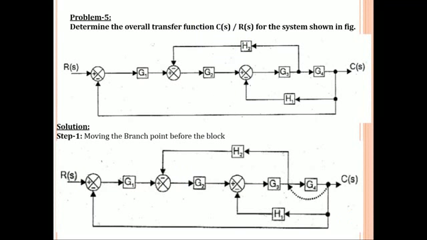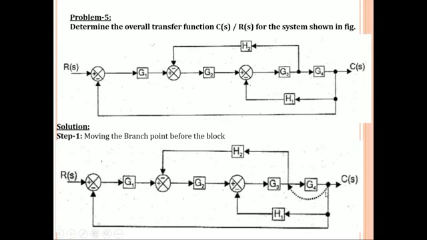Now moving to the fifth problem. The fifth problem is: determine the overall transfer function C of S divided by R of S of the system shown in the figure, right? Here also this is the block diagram. We have to reduce this block diagram and find out the value of C of S divided by R of S, that is the Laplace transform of output to the input, right?